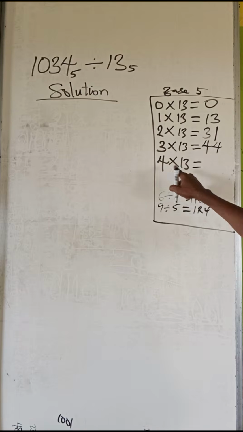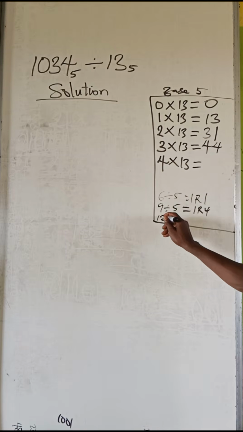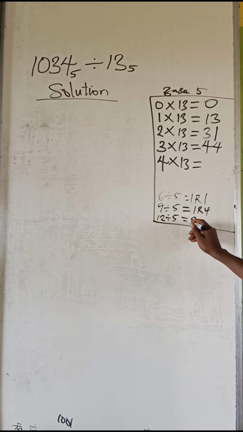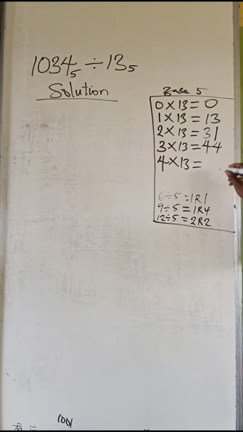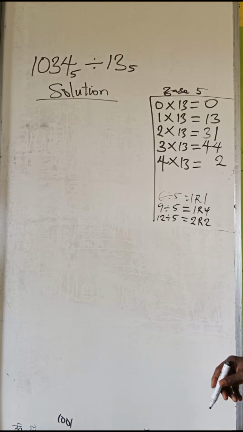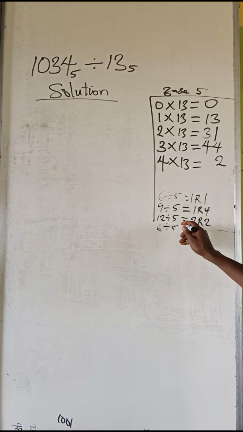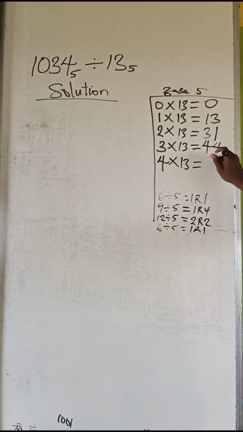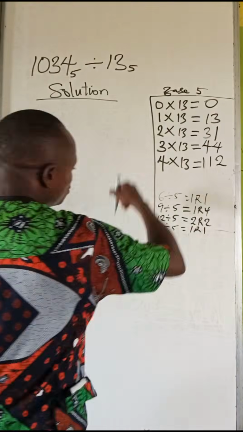Next one is this. 4 times 3 is 12. Then 12 divided by 5 will give us 2 remainder 2. The remainder we will write down is 2. Next is 4 times 1. And 4 times 1 will give us 4. We now add this 2 that is here, making it 6. We cannot write down 6 here. So we'll still divide the 6 by 5, which will give us 1 remainder 1. This remainder we will write down. Then this other one, since there's no digit here to multiply it, we'll also write it down. That means 4 times 13 in base 5 is 112.